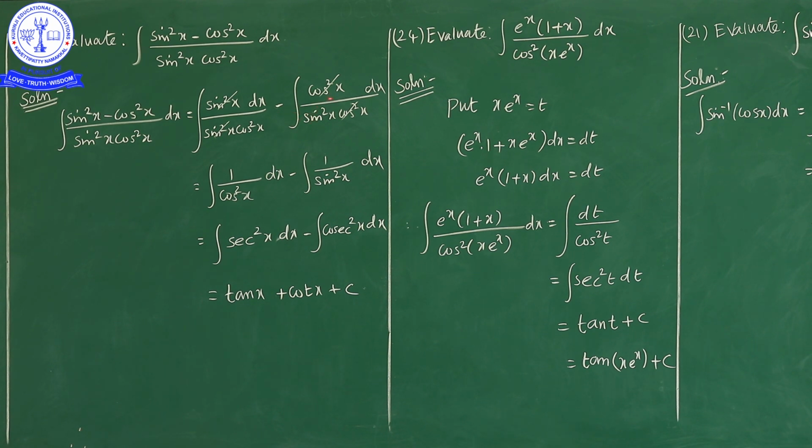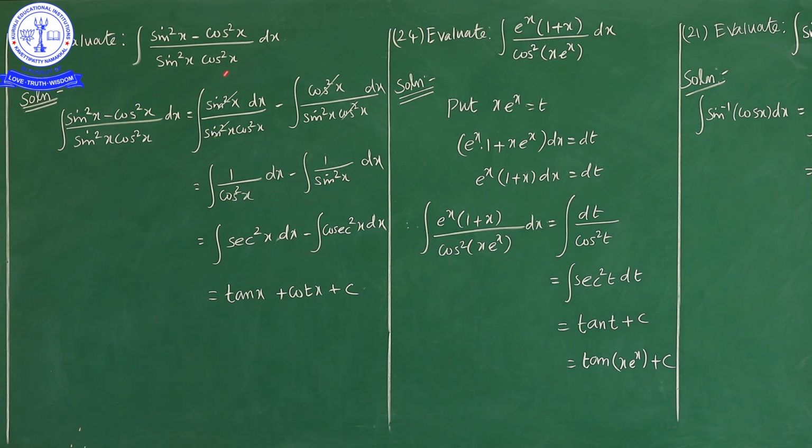minus integration of cos square x upon sin square x into cos square x. So cos square x cancel. So 1 by sin square. 1 by sin square is cosecant square x. So cosecant square x integration is minus cot x, already minus here. So minus of minus plus cot x plus.